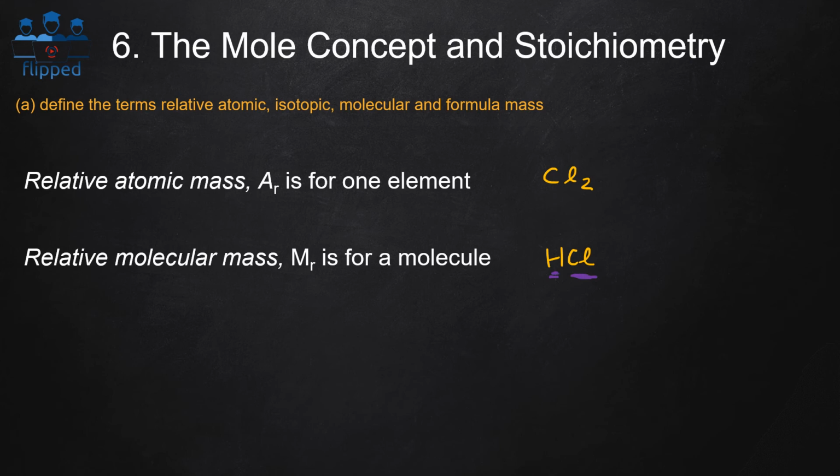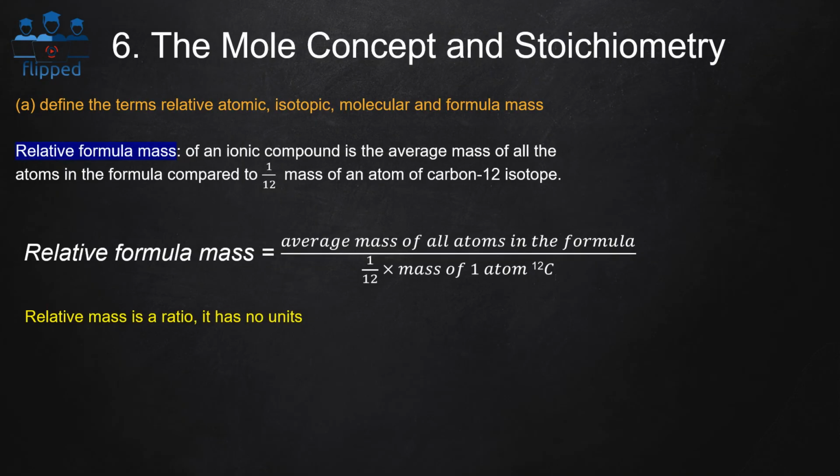So what about ionic compounds? We reserve ionic compounds for this formula here. This is called relative formula mass. It's the average mass of all atoms in a formula divided by, as you know, just 1. This is the definition: the relative formula mass of an ionic compound is the average mass of all the atoms in a formula compared to 1/12 the mass of an atom of carbon-12 isotope. So it's the same thing.